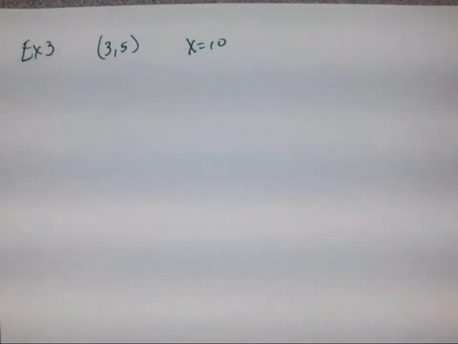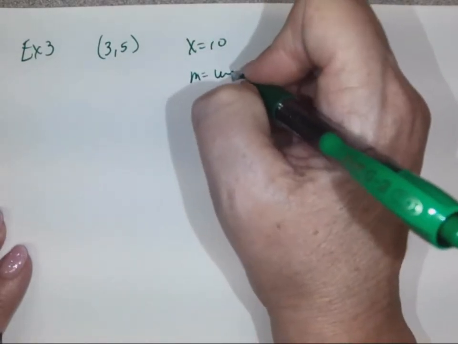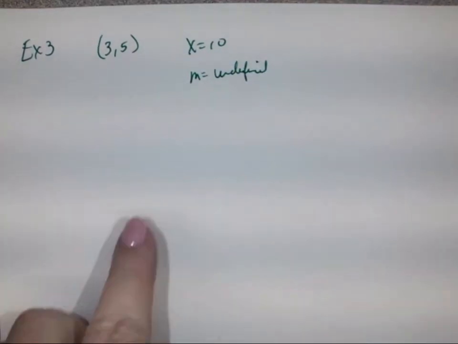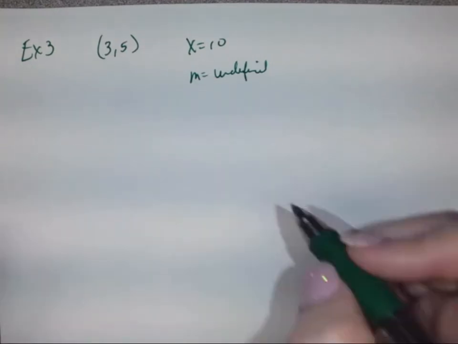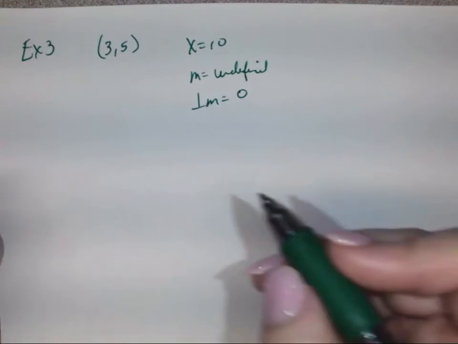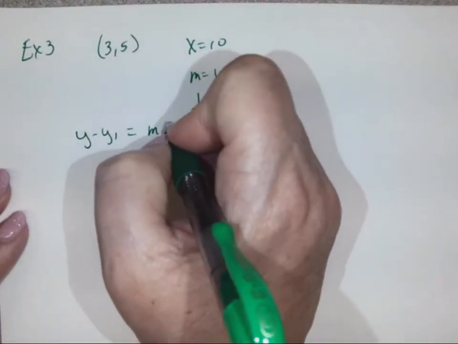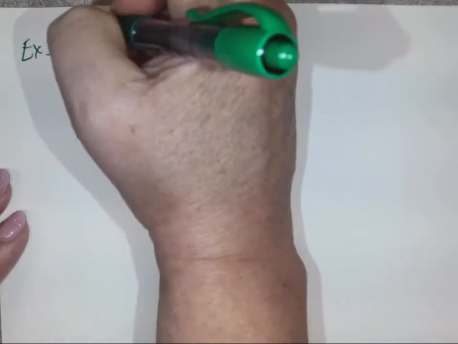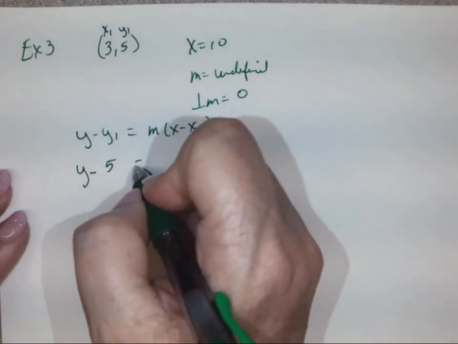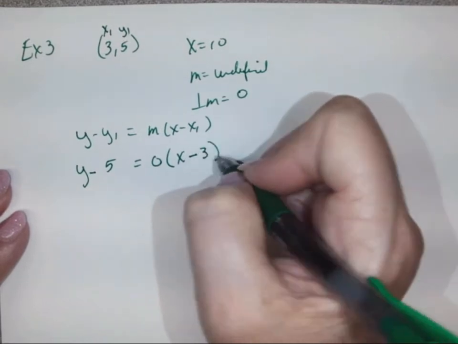And what is the slope of a vertical line? Well, our slope would be undefined. And we are told in our problem that we're looking for the slope that's perpendicular to that. So our perpendicular slope would be equal to 0. So now we're back to y minus y1 is equal to m times x minus x1. So y minus 5 is equal to 0 times x minus 3.